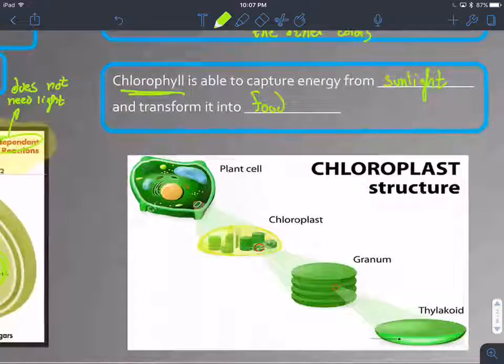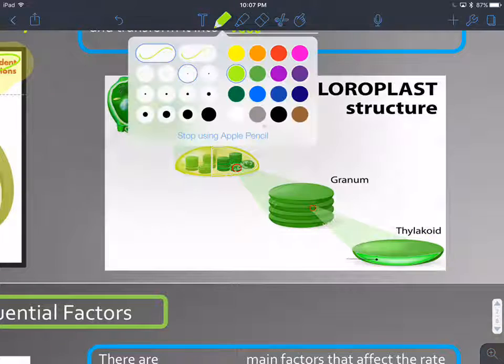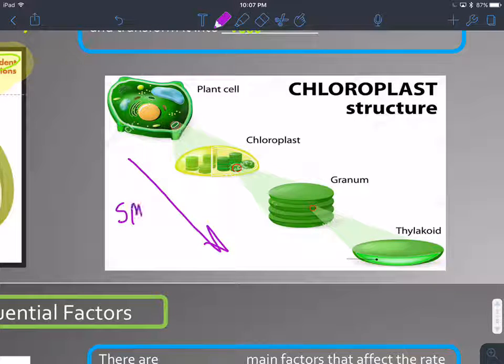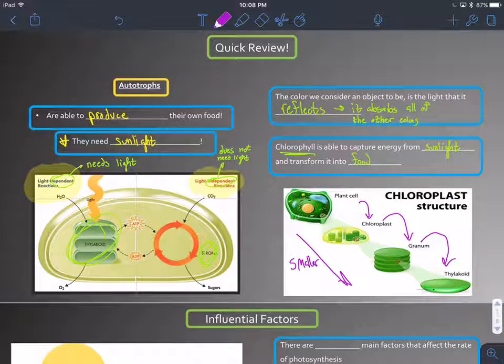We also went over the difference between a chloroplast structure and how, going this way, we're getting smaller. So we started with a plant cell, we go to a chloroplast, which is made up of these things called grana, and grana are made up of thylakoids. That's all stuff that you guys should know from our past 2 weeks going over photosynthesis. Today we're going to move on with what factors allow photosynthesis to occur at a faster or slower rate.